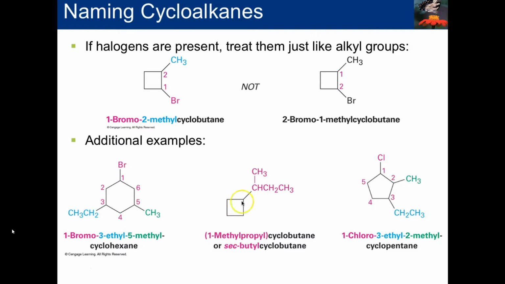In this example, chlorine followed by ethyl followed by methyl in the alphabet, and we number in such a way that the chlorine comes as number 1 rather than the second or the third substituent.